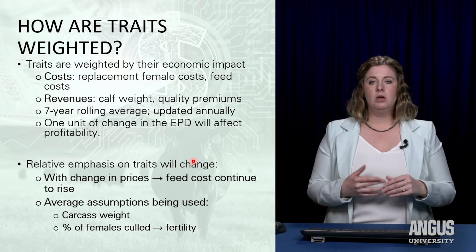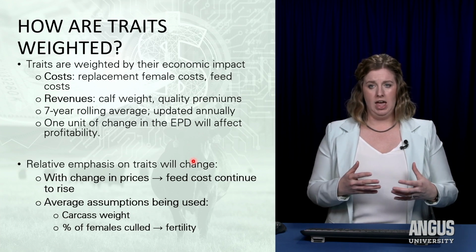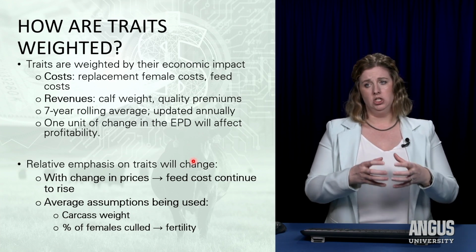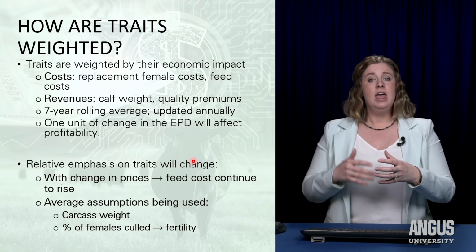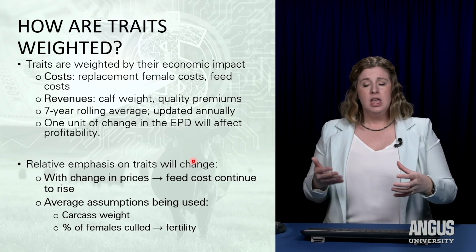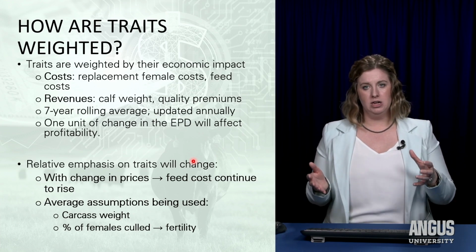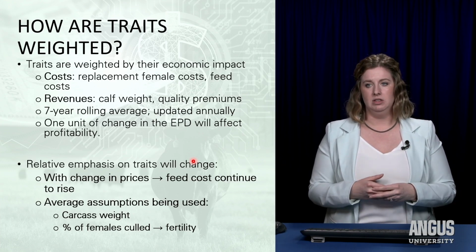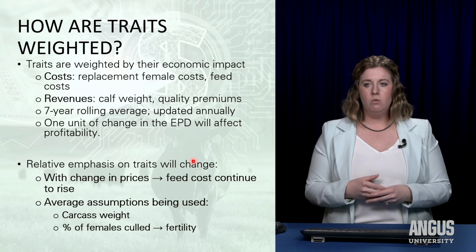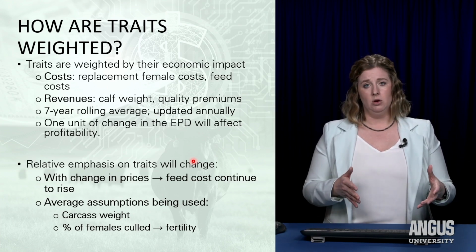And so really when it gets down to it, what we're trying to say is, how much does one unit of change in EPD, whether it's up or down, affect the overall profitability of our commercial cow-calf operations? Then we take that information and put weights on all these individual EPDs that drive these indexes. As you all know, we update those economic assumptions annually, and they're based on a 7-year rolling average.